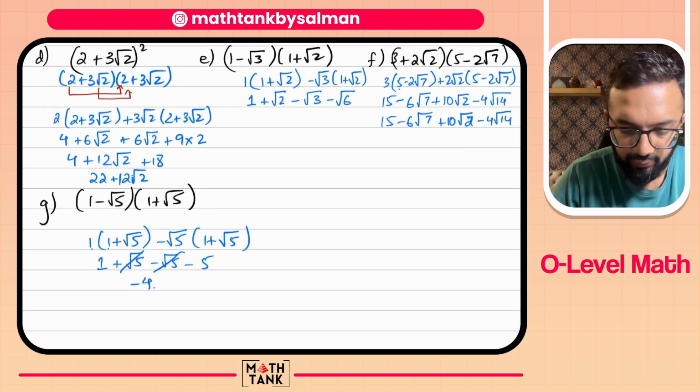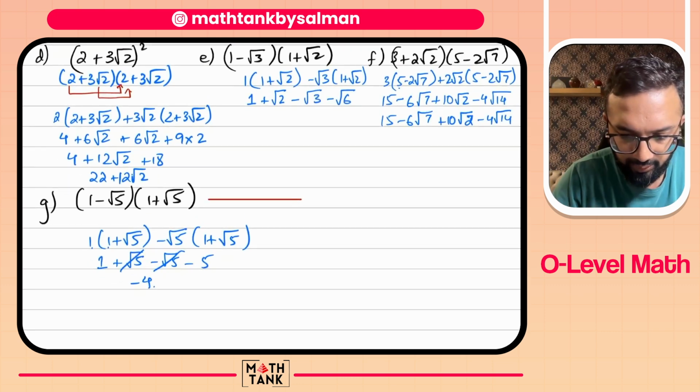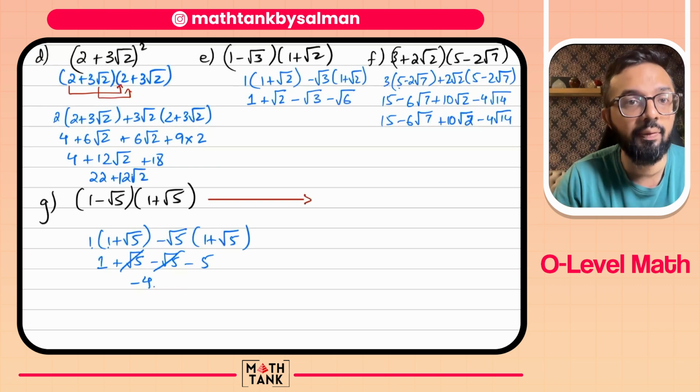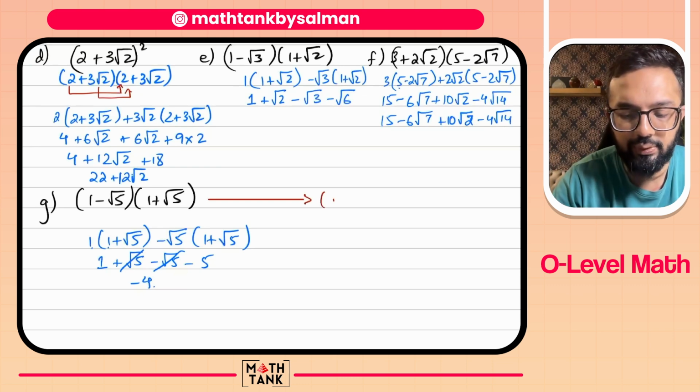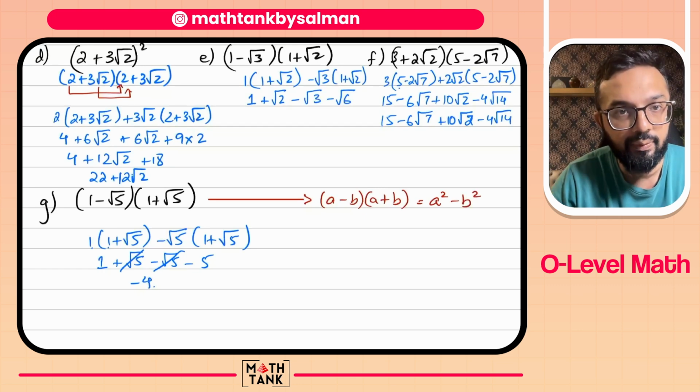Okay, so the final answer to this is minus 4. Now, if some of you already noticed this, I could have done it in a different way as well. This resembles the identity that you study in algebra: (a minus b) into (a plus b) boils down to a difference of squares. That's what we call it in algebra, a difference of squares.